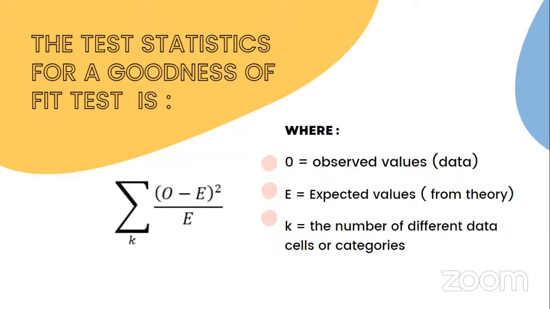Now here's the formula for the test statistic for a goodness of fit test, where we can see the O symbol refers to observed values or data. The E symbol refers to expected values from theory, and the K symbol refers to the number of different data cells or categories.